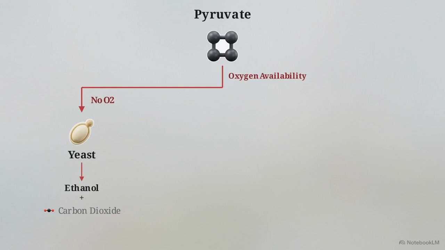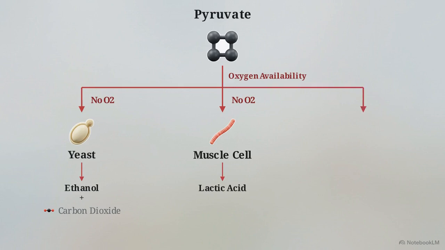The second path occurs inside your own body. During sudden, intense physical activity, your muscle cells can run out of oxygen. To maintain production, they convert pyruvate into a 3-carbon molecule called lactic acid, the buildup responsible for muscle cramps.